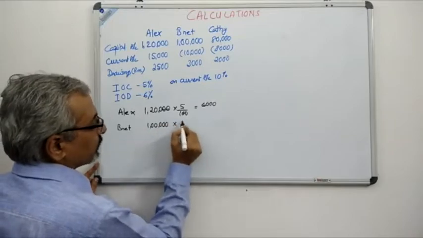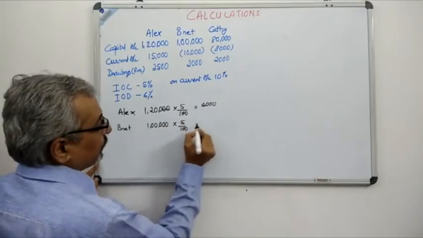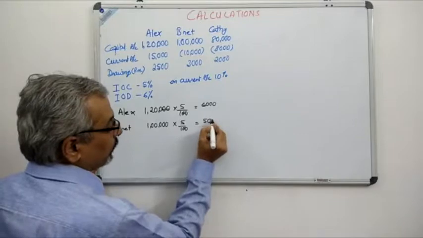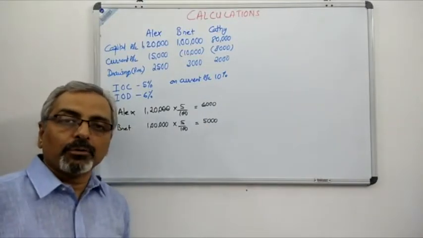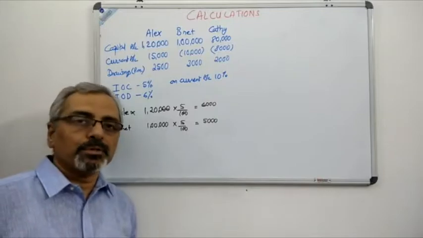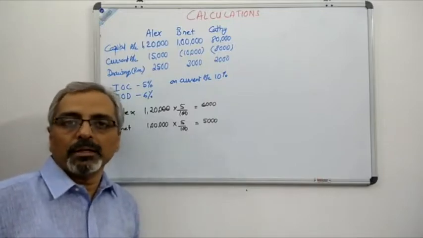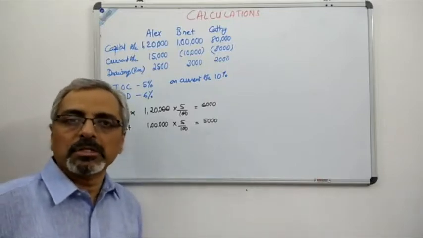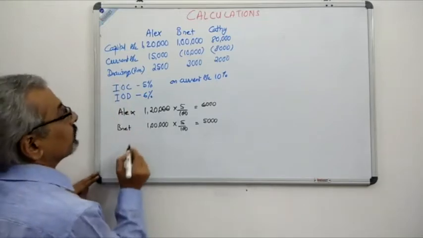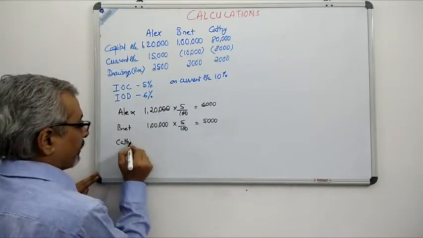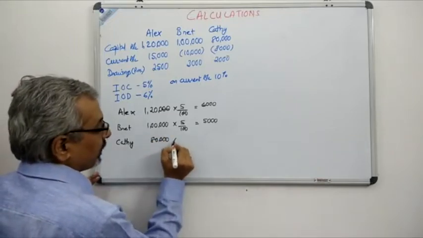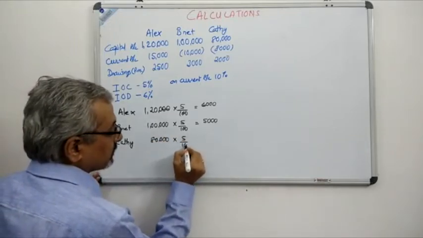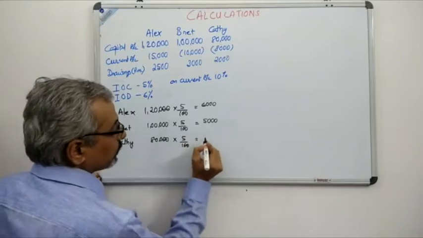And 5% of 1 lakh is 5,000. Very simple calculation. It can be done mentally. I've already told you that whenever you get a calculation for 5%, 10% or 20%, generally do it mentally. Don't use calculators. It can easily be done. Now the next one we can see is Kathy and 80,000, 5 by 100. That gives us over here 4,000.